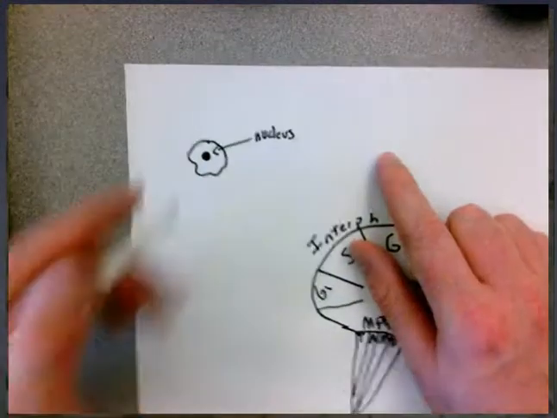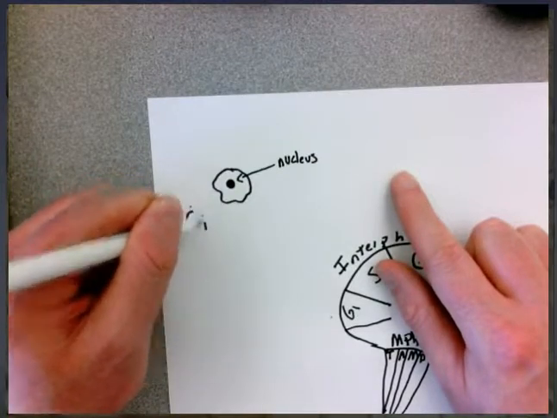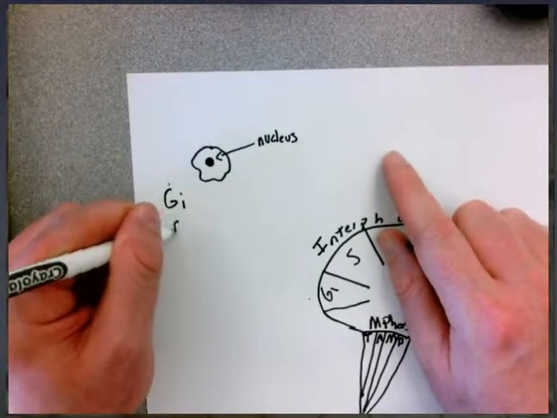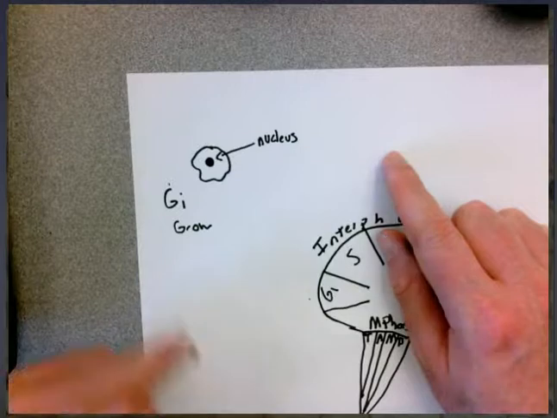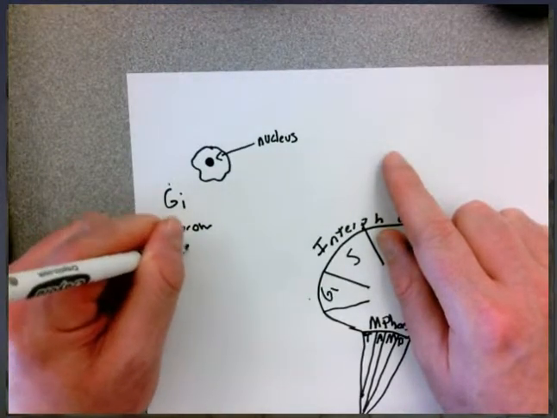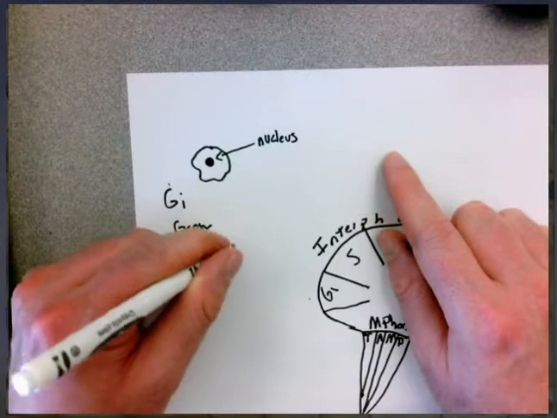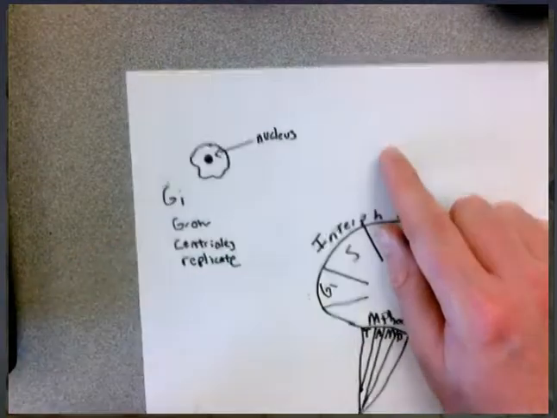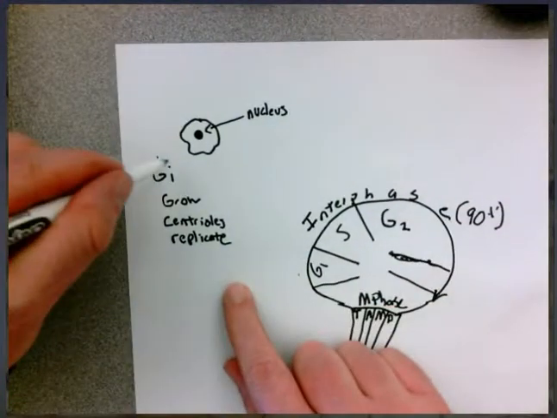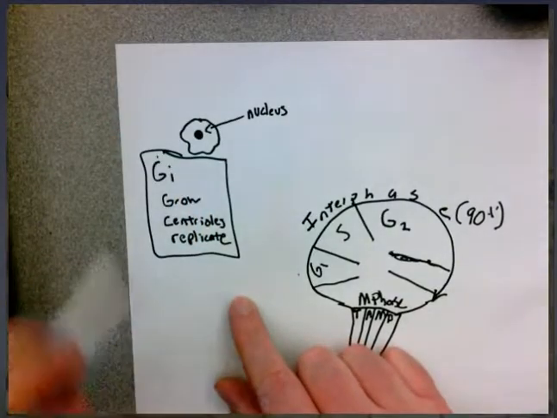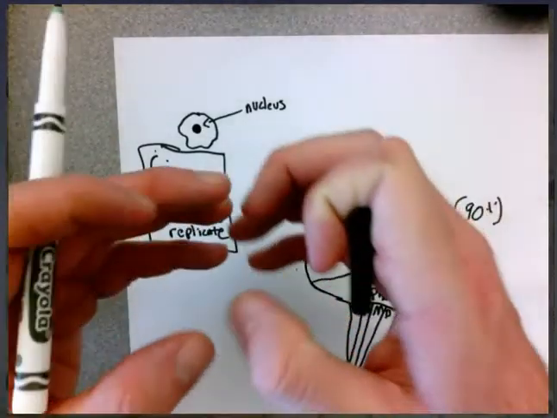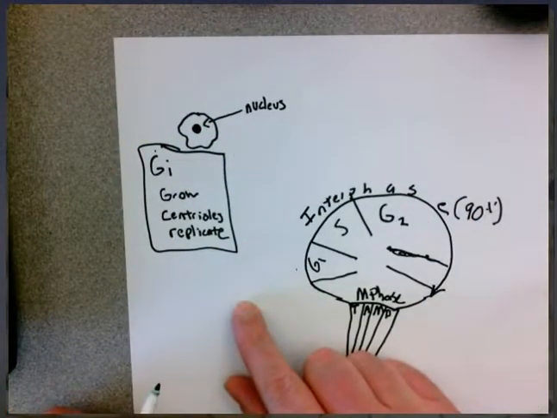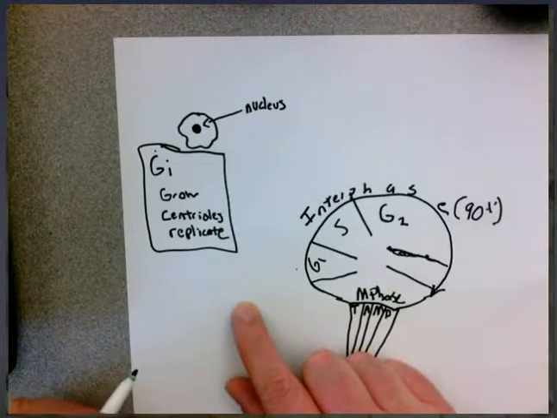G1 stage. So during the G1 stage, the cell is going to grow. And these structures that are called centrioles are going to replicate. Basically the cell is going to grow. When we talk about growth, we're talking about increasing in size. We're not increasing cell number in the G1 phase. And these structures called centrioles are going to replicate themselves. That's what's going to happen in the G1 stage.